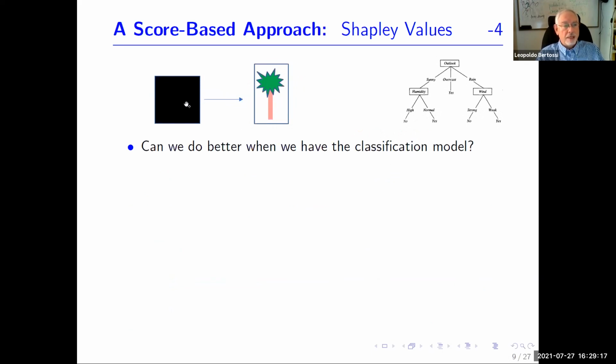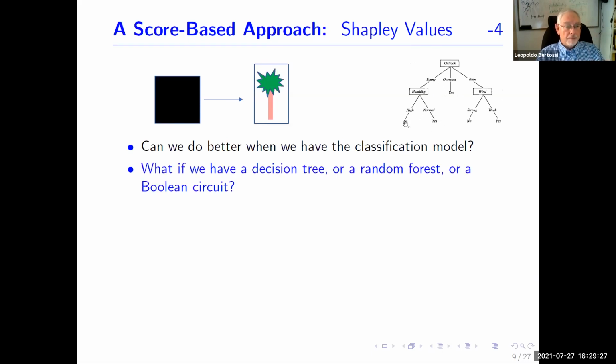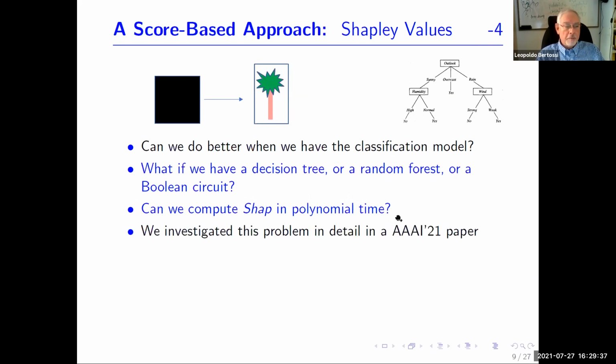So instead of having a black box, now we have a classification tree, for example, something like this. Would it be possible to compute the Shapley value or the Shap value more efficiently? So what do we have, a decision tree or a random forest or Boolean circuit, for example? Can we compute Shap in polynomial time? That is the question.